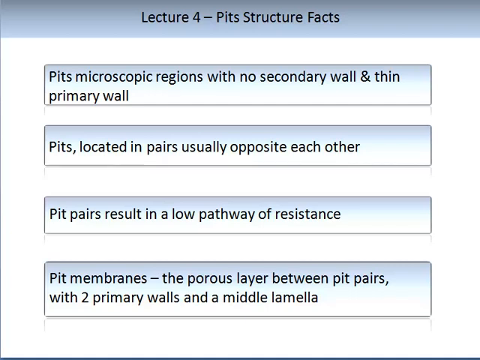A pit pair generally results in a low pathway of resistance, and this aids significantly to the functional capacity and abilities of the xylem. Pit membranes are porous layers between pit pairs. They have two primary walls and a middle lamella.